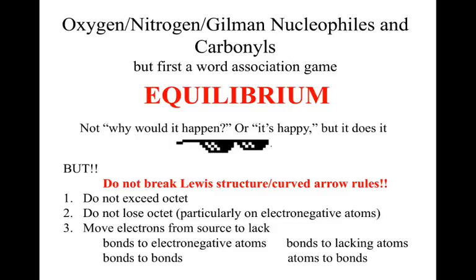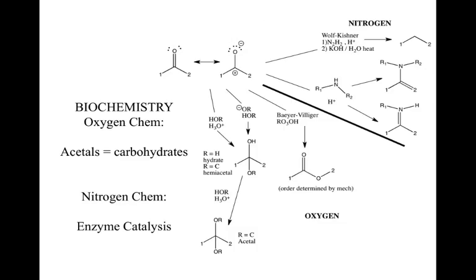In dealing with it, do not break your Lewis structure curved arrow rules. Those are insanely important. You cannot lose track of those. Do not exceed octets. Do not lose octets. Move electrons from a source to some place that lacks them. So we've got those rules summarized down there for a big reason. After that, we've got our oxygen nucleophile reagent summaries and our nitrogen reagent summaries.